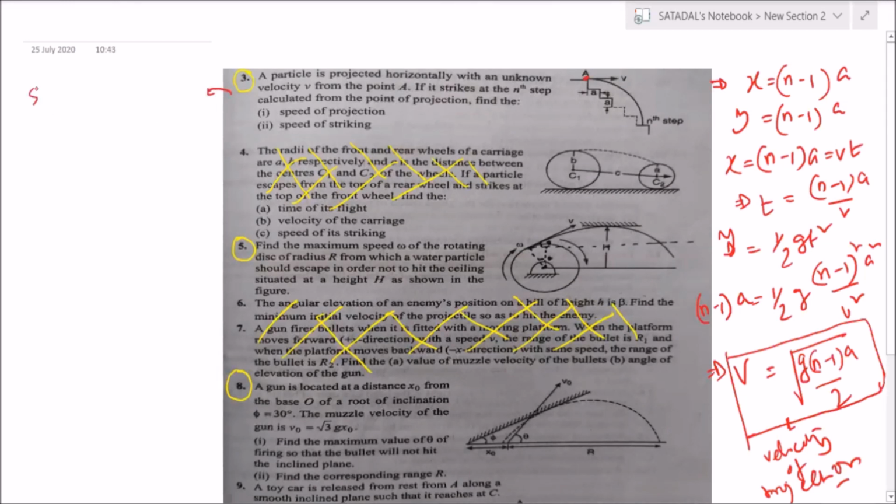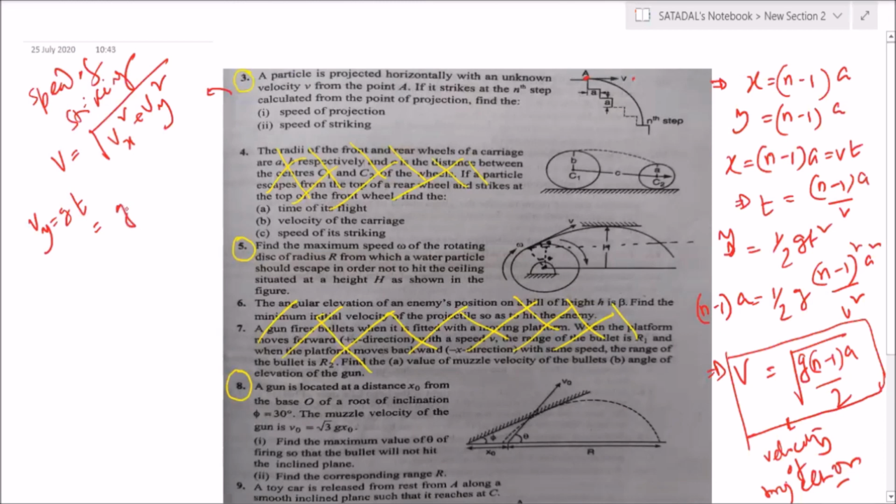Next, they are asking for the velocity with which it is hitting, the speed of striking. V is equal to root under of Vx square plus Vy square. Vx equal to how much? It will remain as it is, V. So only Vy is changing. Vy is equal to how much? Gt only, and t means (n minus 1) into a by V. Just substitute here. So Vx is equal to V, and V is equal to this. Substitute. Is it okay? Clear?